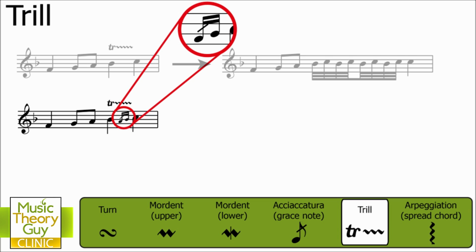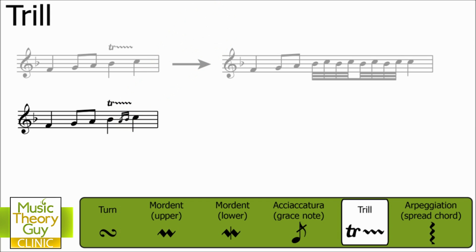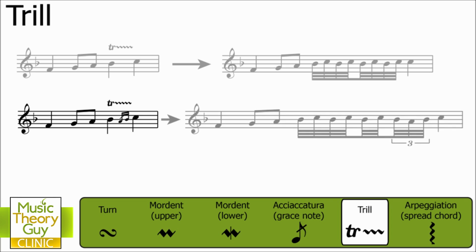What these acciaccaturas are doing is telling the performer that they trill as normal, so from the B flat to the C, but the last 2 notes that you play of that trill, rather than it being B flat, C and then the next note, it actually goes A, B flat, C. Let's have a look at it if it's written out.